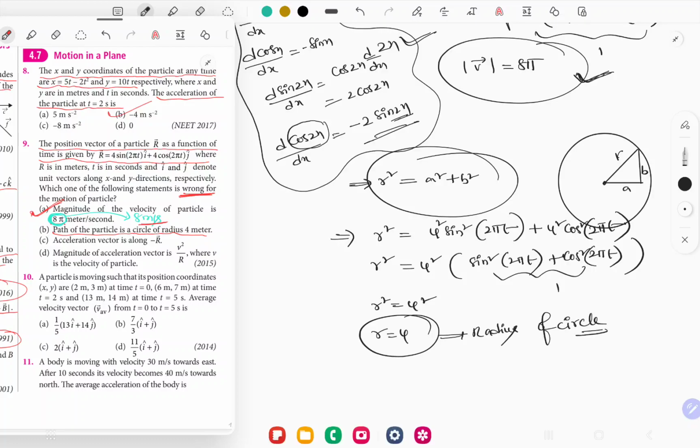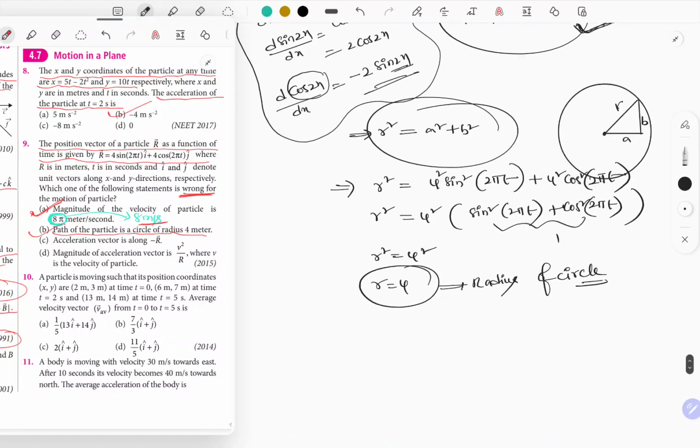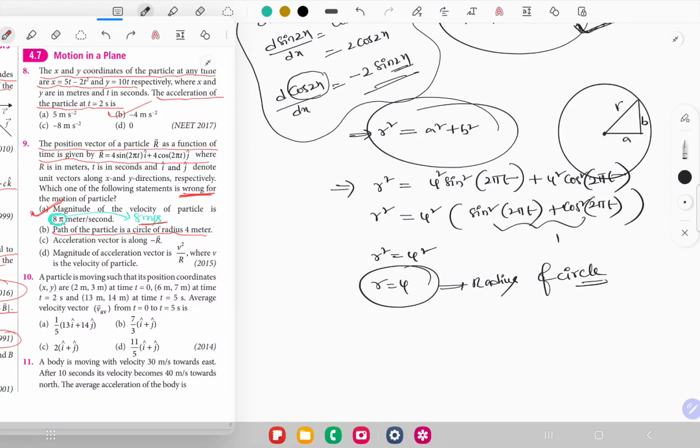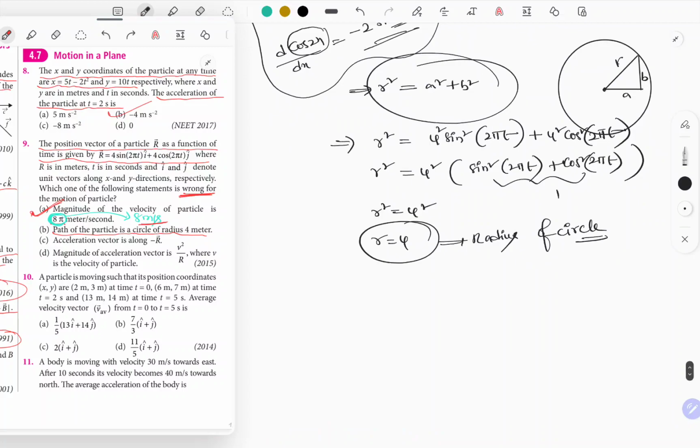Is the second option matching? Yes, it is. The second option is matching and perfectly correct. There is nothing wrong in this. What about the third option?